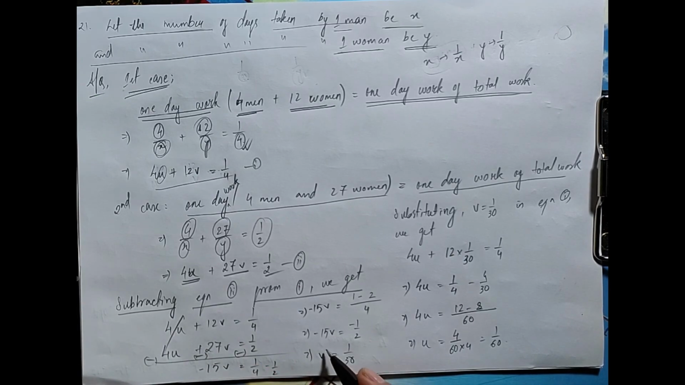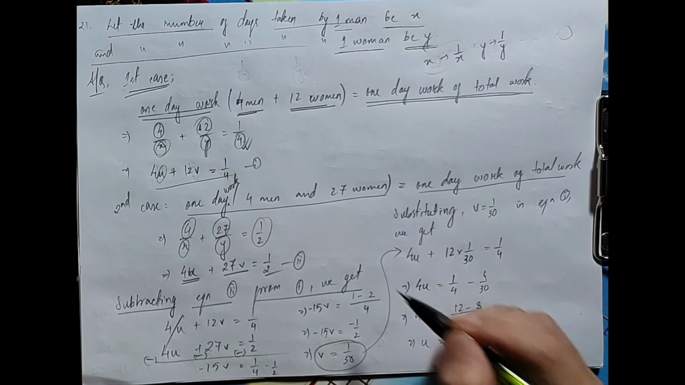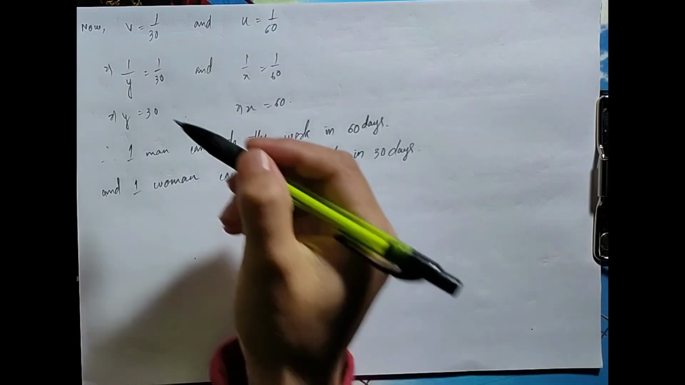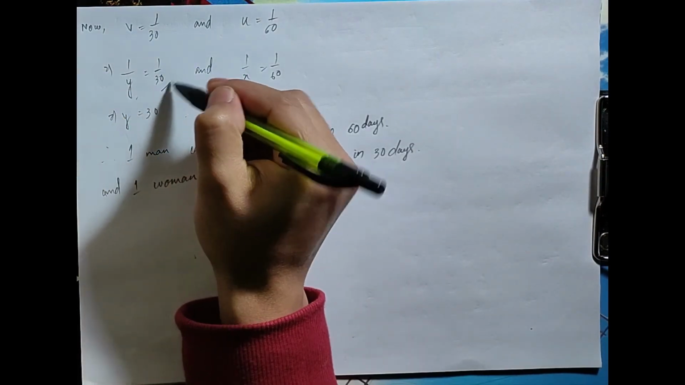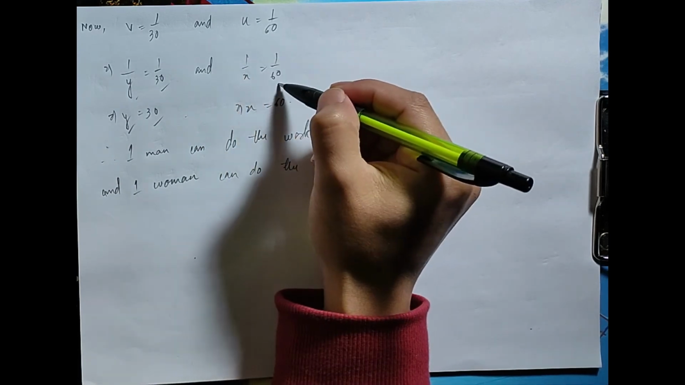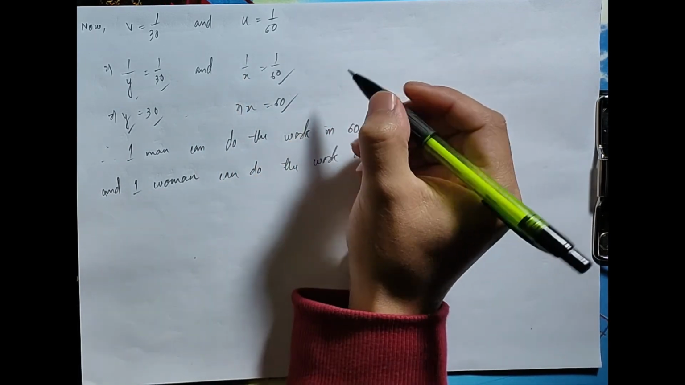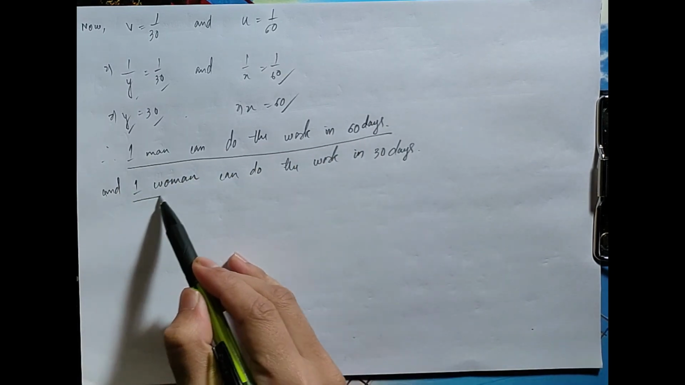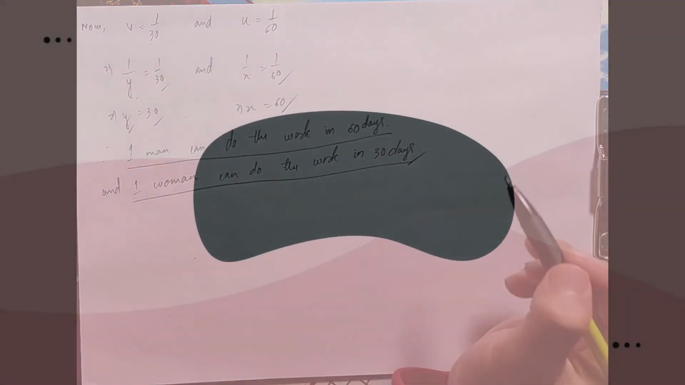If you solve it, you get v is equal to 1 by 30. Substituting this v in the first equation, you get u is equal to 1 by 60. Basically, 1 by y is equal to 1 by 30, that means y is equal to 30. 1 by x is equal to 1 by 60, that means x is equal to 60. Therefore, 1 man can do the work in 60 days and 1 woman can do the work in 30 days.